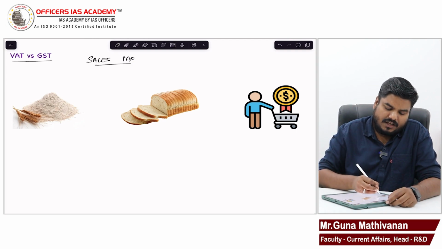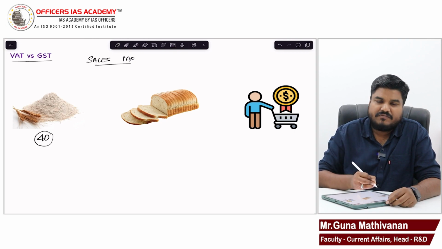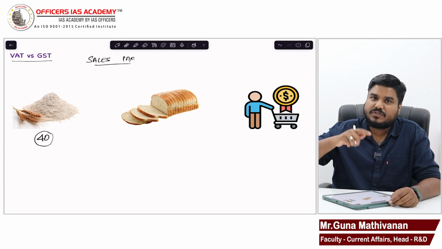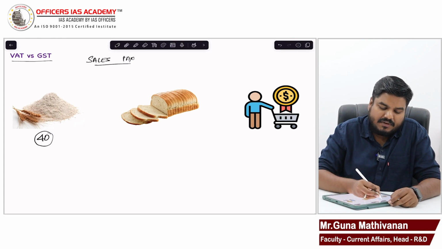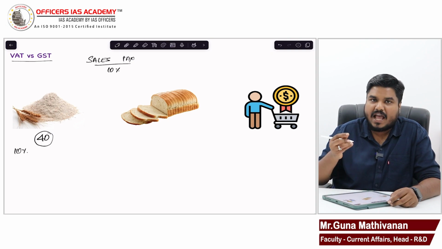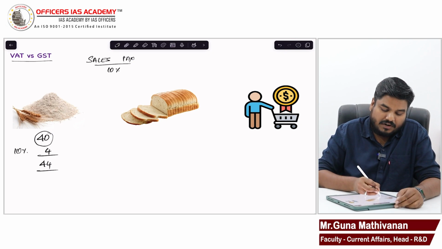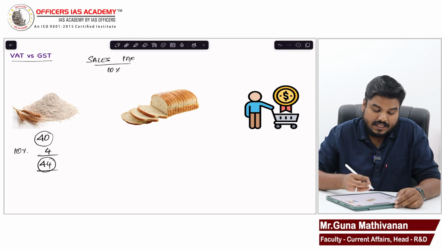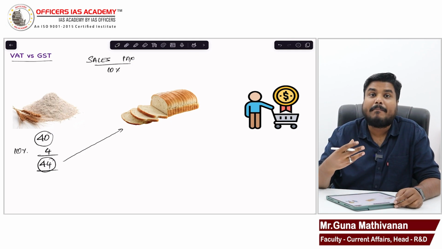So let's assume this wheat is worth 40 rupees. When this wheat is sold in the market, sales tax will be added. I'm assuming sales tax is 10%. So 10% of tax will be added on this wheat of 40 rupees. So 10% on 40 is 4 rupees. So that becomes 44. Now this 44 rupees worth of wheat is purchased by a bakery to produce bread.